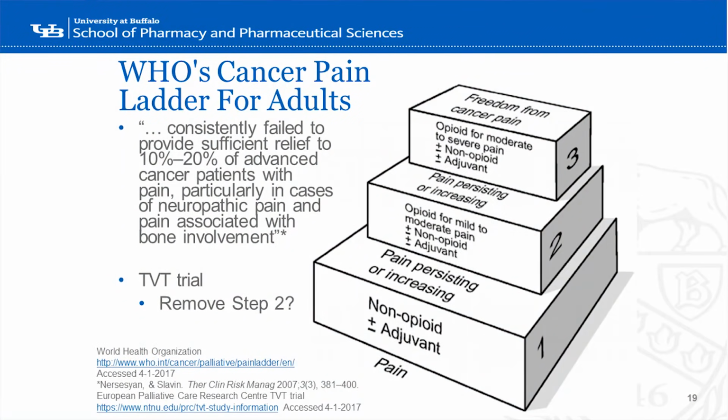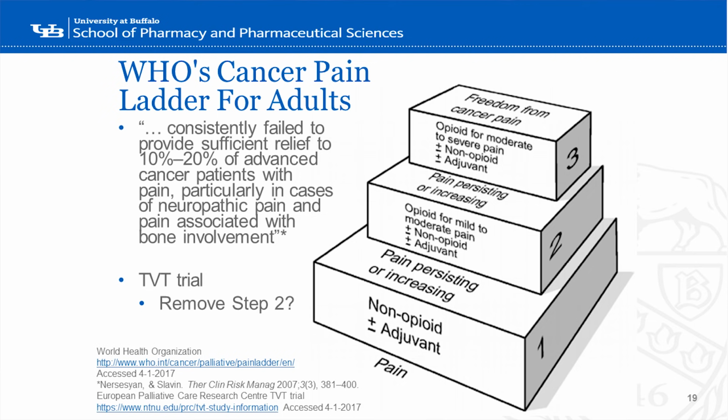So this is the World Health Organization's cancer pain ladder for adults, and I believe that's been presented in previous parts of this series. One thing that's important is that we've studied this ladder since its inception and found that there are some times when it doesn't necessarily meet the needs in a cancer patient. One study showed that it consistently failed to provide sufficient relief to 10 to 20% of advanced cancer patients in pain, particularly in cases of neuropathy pain and pain associated with bone involvement.